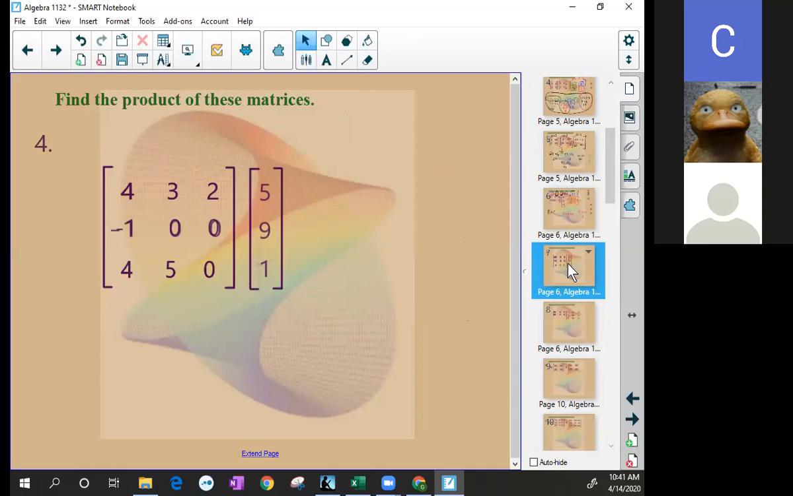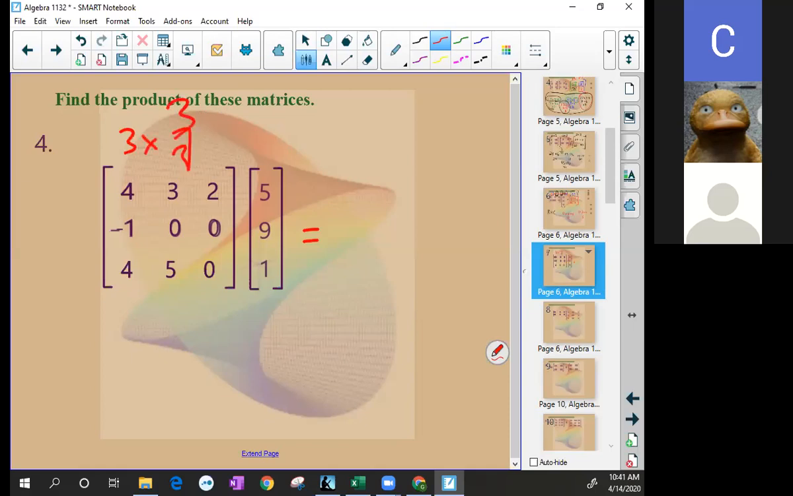Number 4. What size will the answer be? A 3 by 1. So this is a 3 by 3. This is a 3 by 1. So the answer is, as he said, it's going to be 3 by 1.